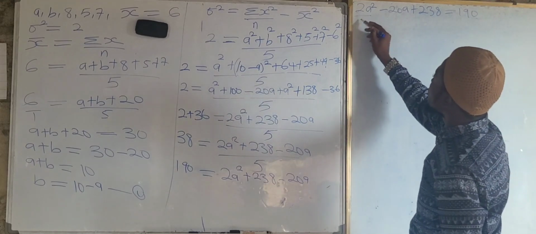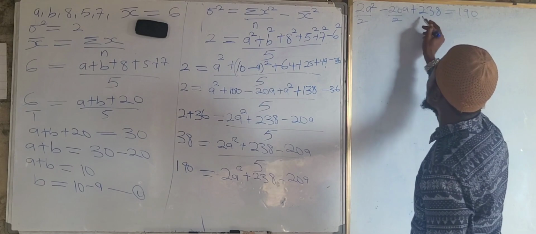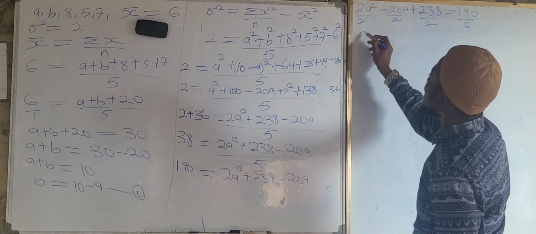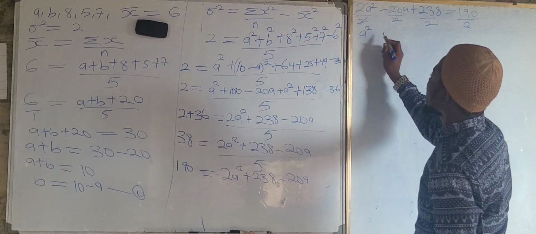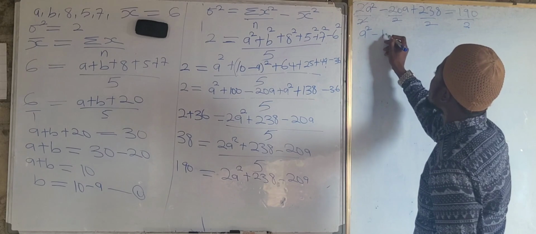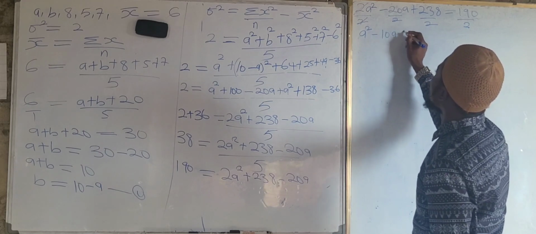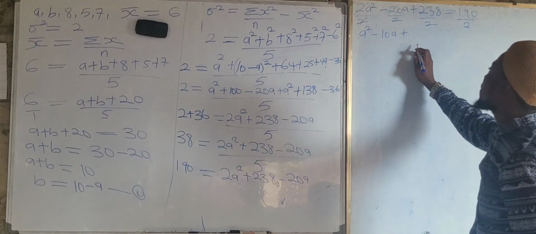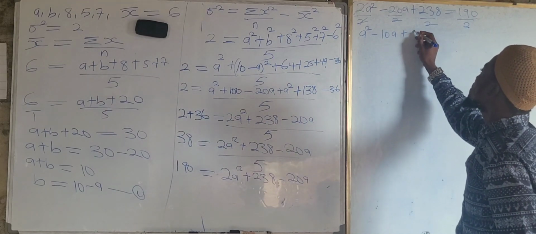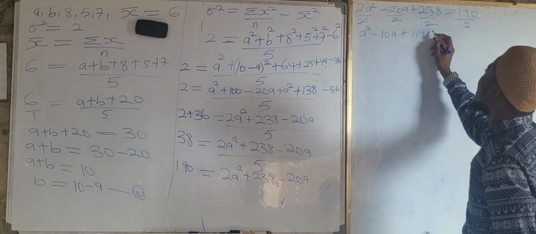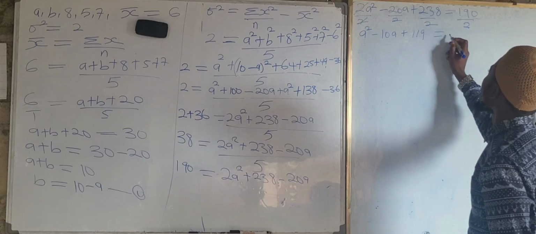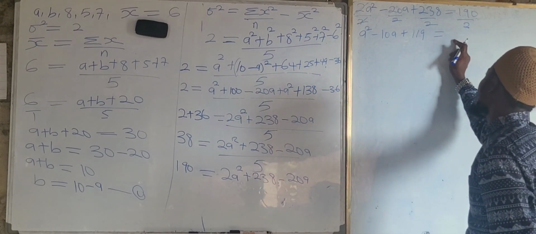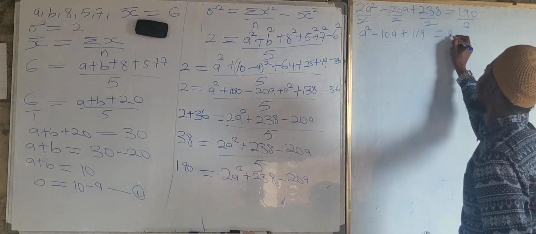So here we divide by 1 by 2, here by 2, and here also by 1 by 2, right? This we cancel out, and we are left with a squared, right? Yes, sir. Minus 10a here, plus what do you have here now? 238 over 2 is 119, eh? Yeah. And here, 190 over 2 is 95. Now we have 95, eh?